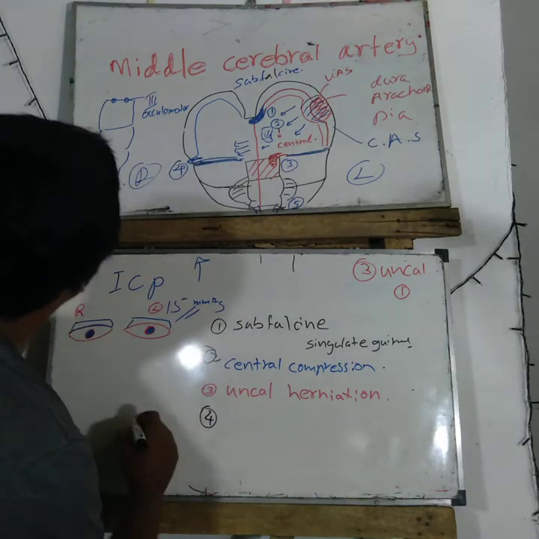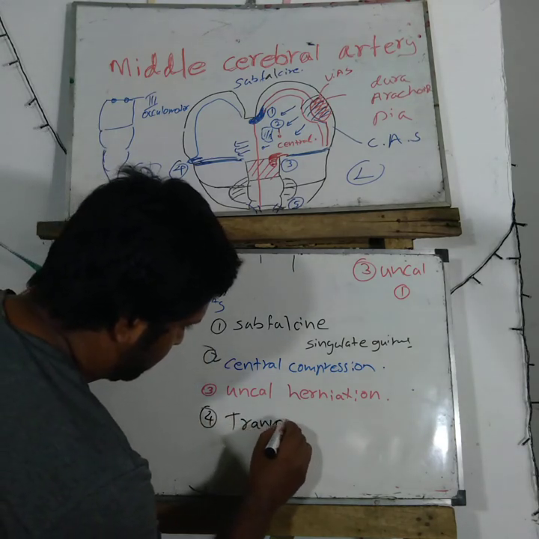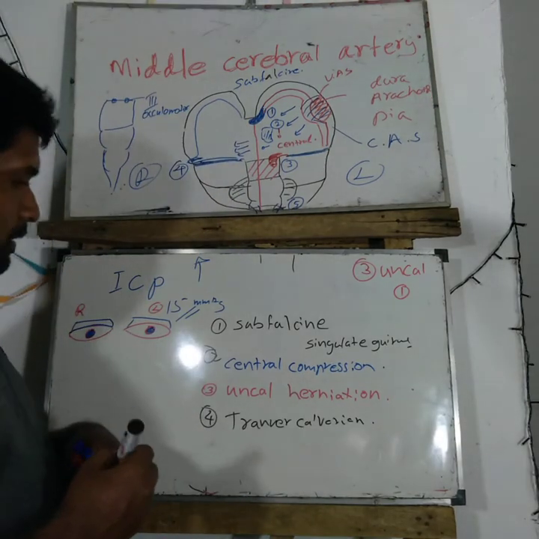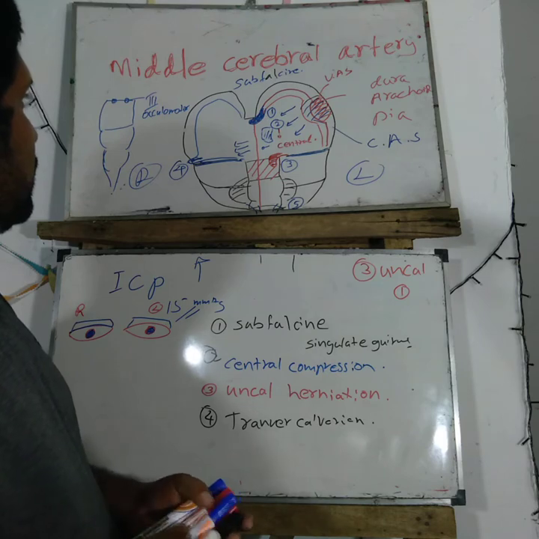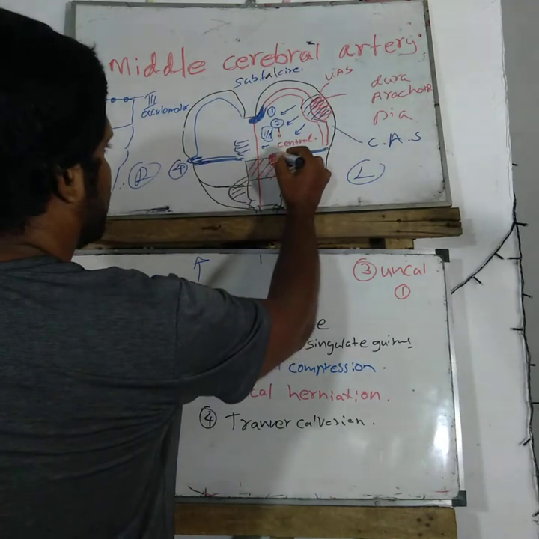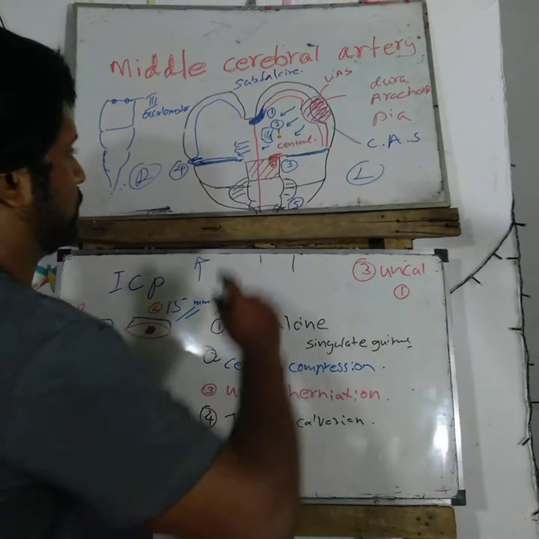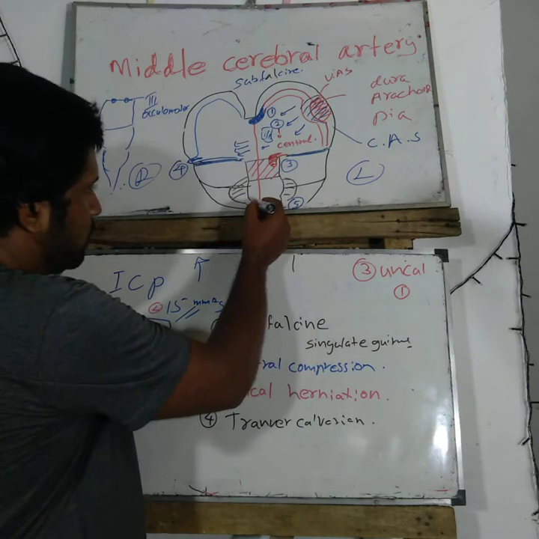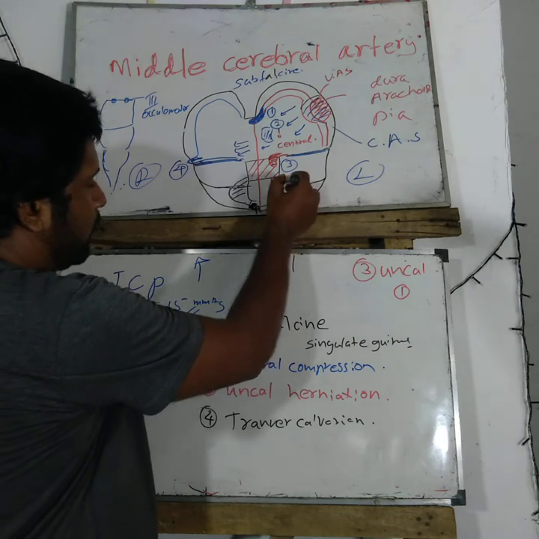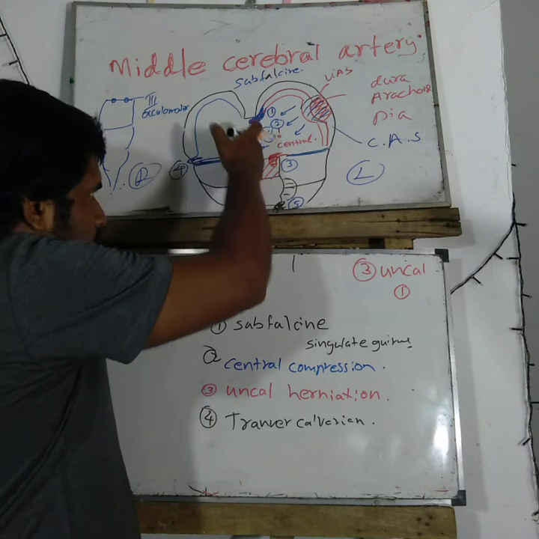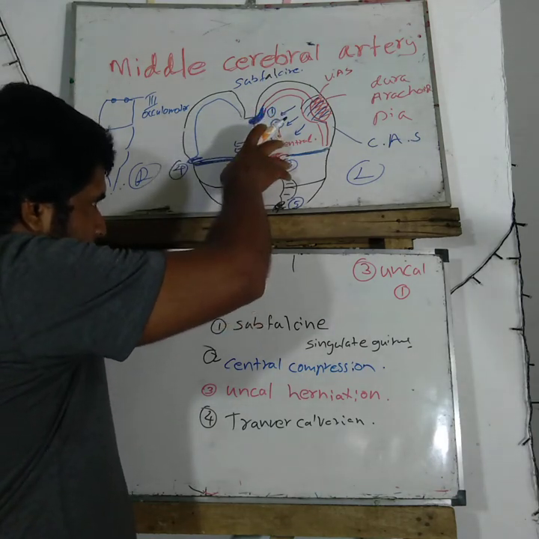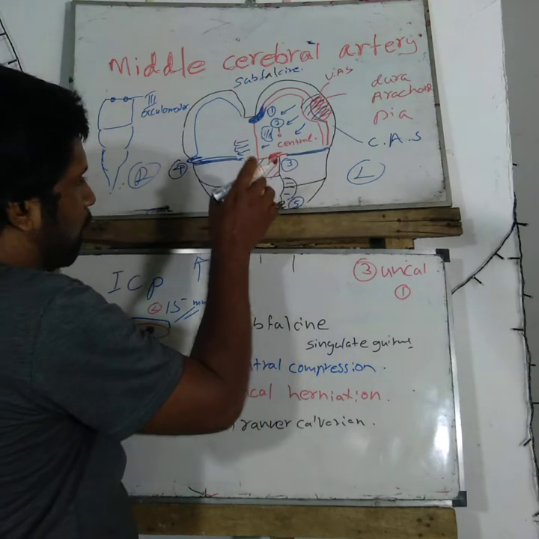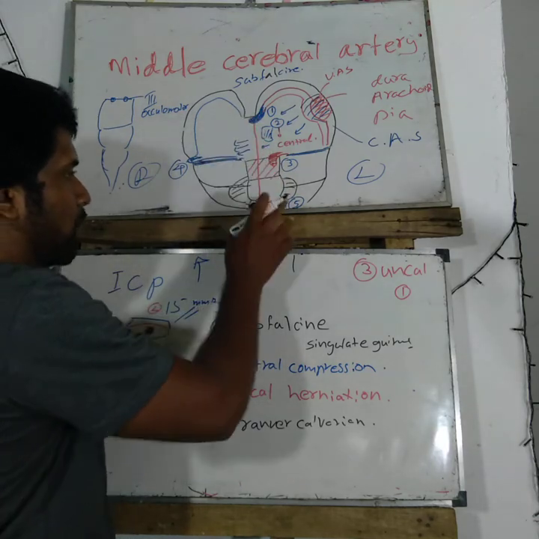Then we are going to discuss another thing. Part 4 is transtentorial herniation, transverse herniation. Another one is uncal herniation, which goes to the central side; upward compression is also there. Then another herniation goes downward, the cerebellum: due to this compression it moves downward with the brain stem and medulla, and the cerebellar area also goes downward beneath the foramen magnum.